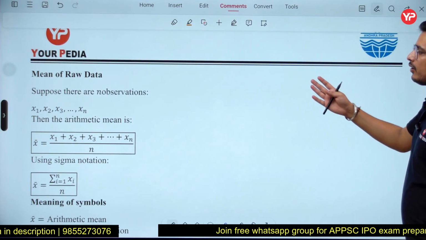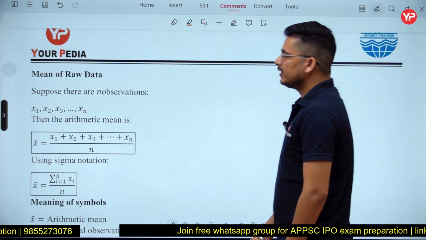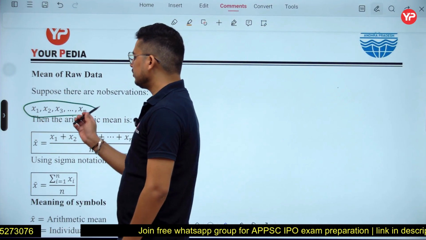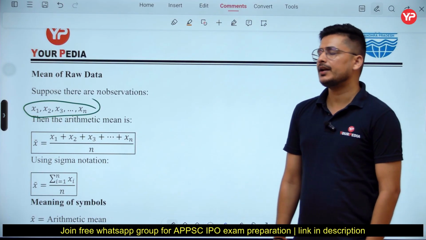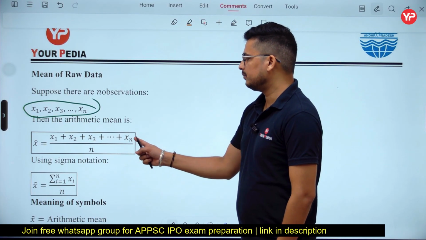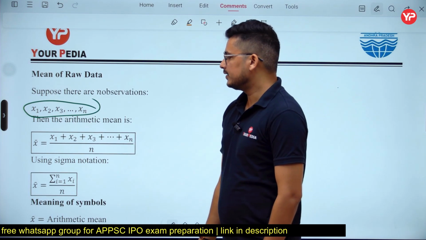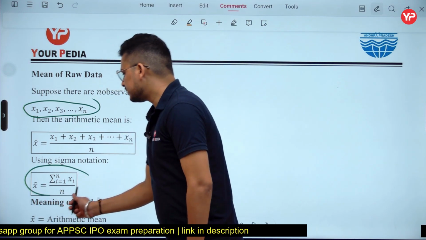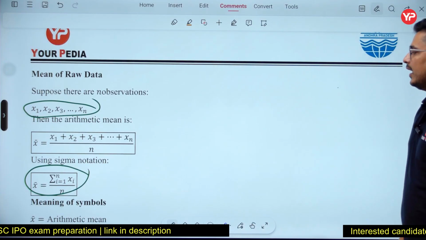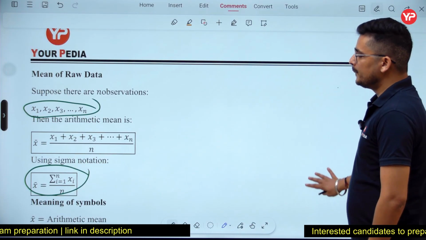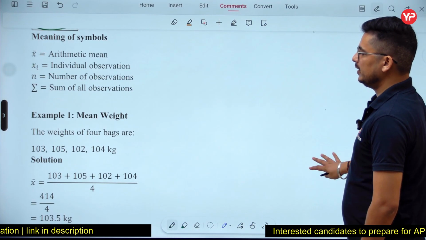If I have raw data and want to find its mean, that will be represented by x bar, and its value is x1 plus x2 plus x3 plus up to xn, divided by n. In summation form it is represented as x bar equals the summation of i equals 1 to n of xi, divided by n. That will represent your arithmetic mean.